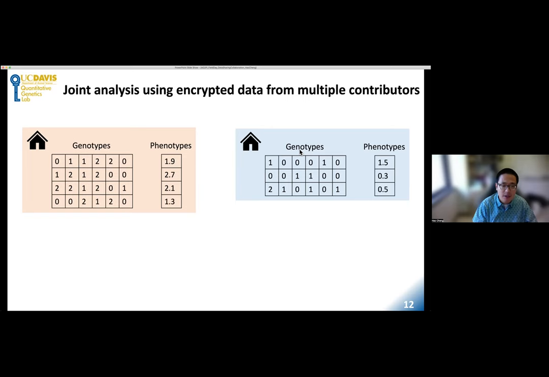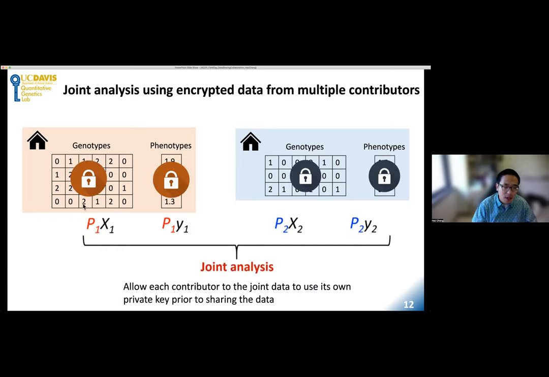And then what we can do is encrypt the genotype and phenotype data from company one, or contributor one, and encrypt the genotype and phenotype from company two. You can see I'm having P1 for company one and P2 for company two, which tells you that we can use different keys. Basically, each company can use its own key to encrypt their own genotype and phenotype.